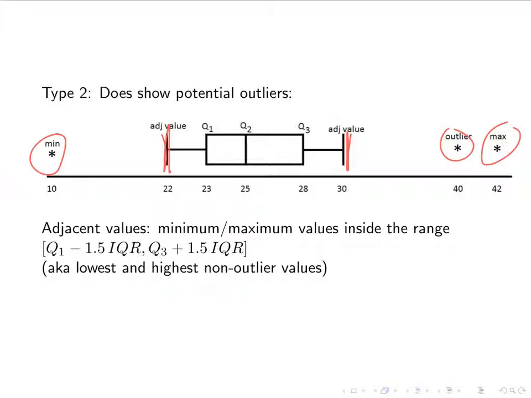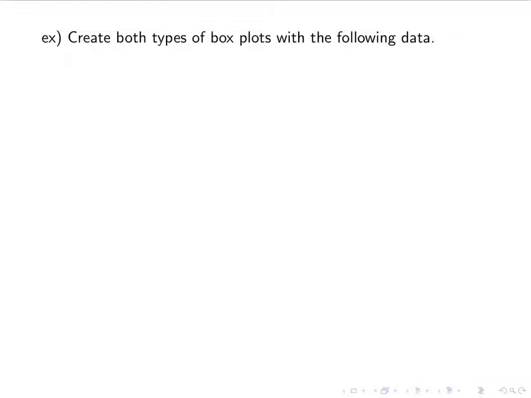And there's also a third potential outlier here. So again, the whiskers extend to the lowest and highest non-potential outlier values. And then any potential outliers are denoted by asterisks. So we're going to do an example of creating one from the beginning. Create both types of box plots with the following data.